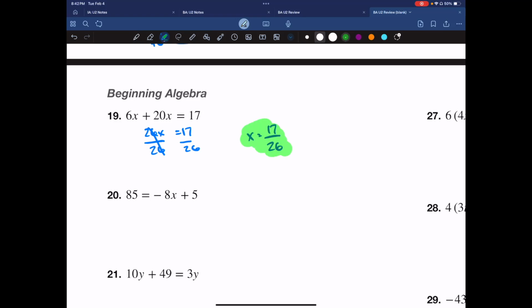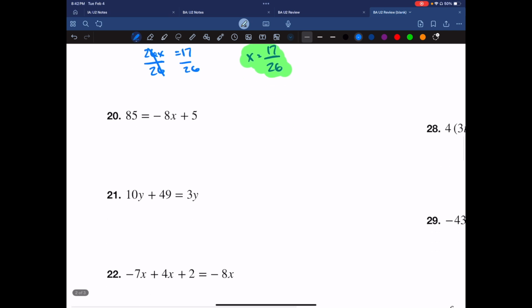Okay. All right. We got negative 8x plus 5 equals 85. Because of the positive 5, I'm going to move it over, and when I move it, I'm going to subtract it. So it's going to be 80 equals negative 8x. You're going to divide by negative 8. And so that's going to be x equals negative 10.